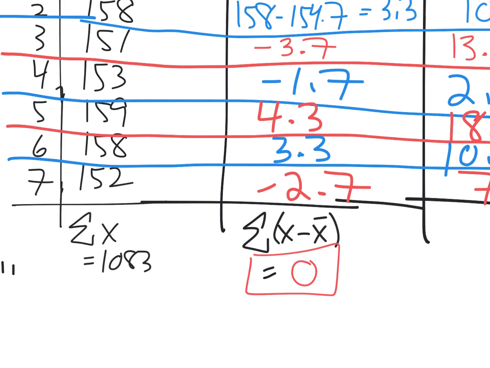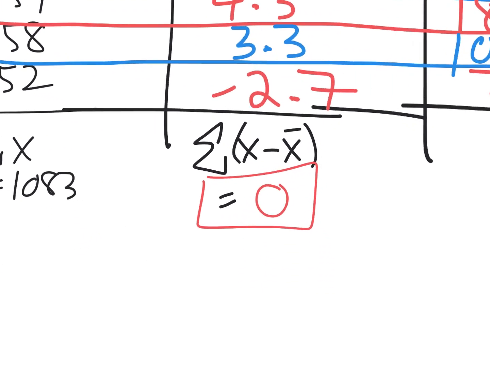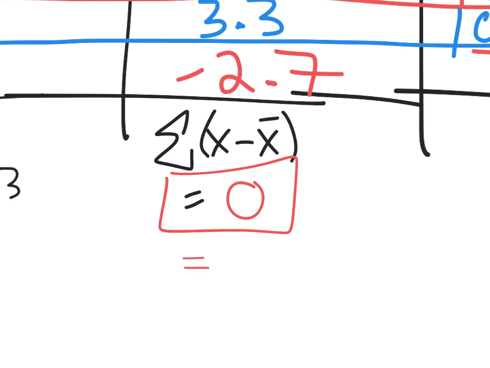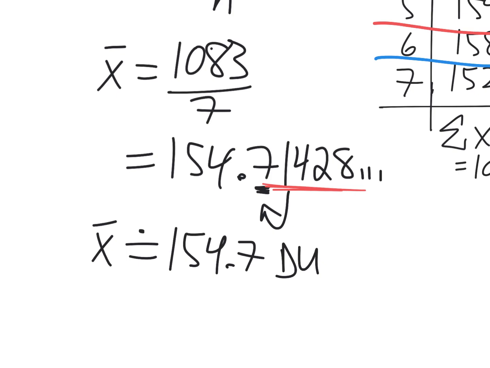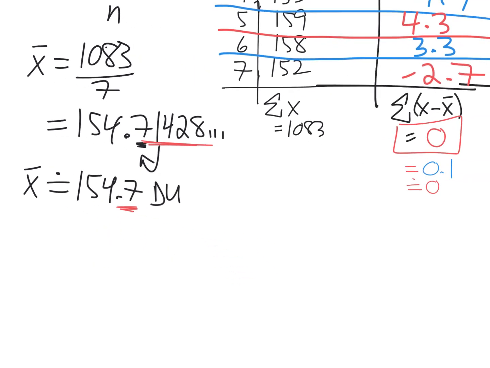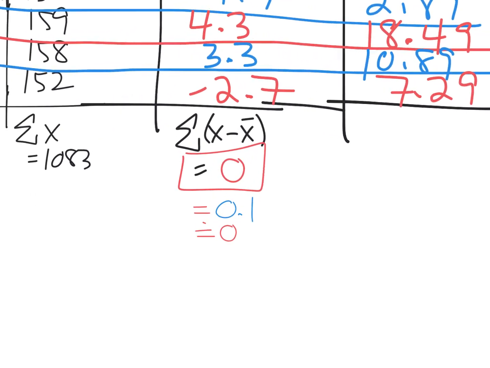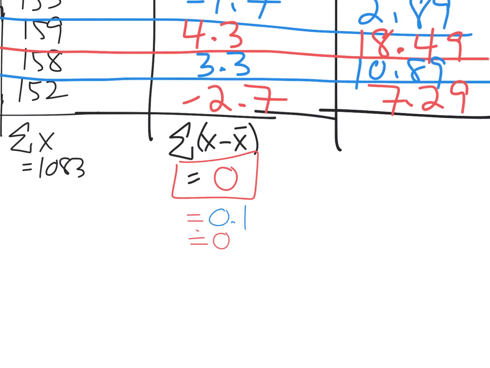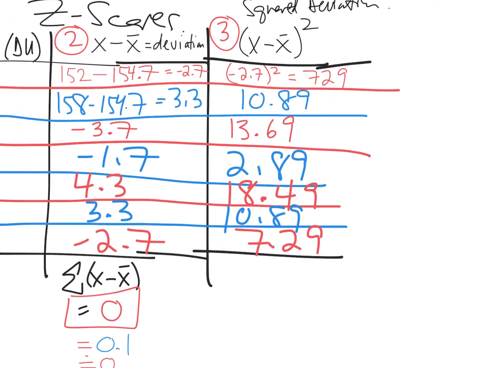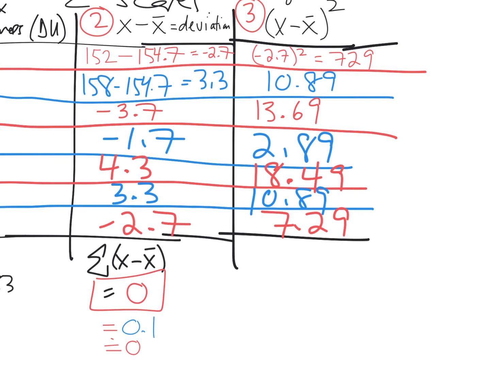Now, because we rounded off to 154.7, in this case, when we take the sum, it equals 0.1. And that's approximately 0. Had we not rounded off the mean, we would have had a sum of exactly 0. So this gives us some confidence that our calculation for the mean is true, and our squared deviations have some validity as well, now knowing that our deviations sum is true.